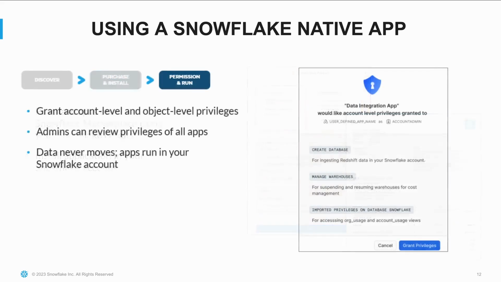And then from a permissions perspective, this is where you would also grant account level and object level privileges. Maybe there are some objects in that Snowflake account that the app should not be touching. Admins would be able to review the privileges of all these native apps. And last but certainly not least, the data again is not moving. The apps are running in your Snowflake account. This is all happening within a secure environment.